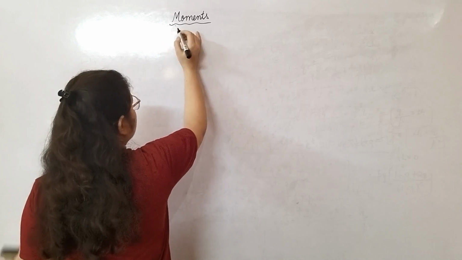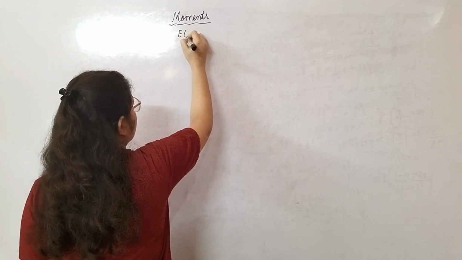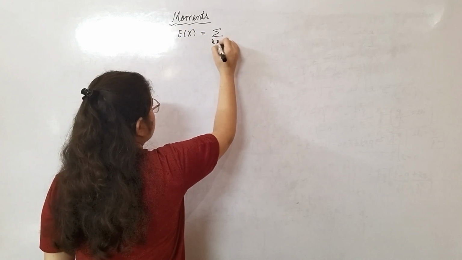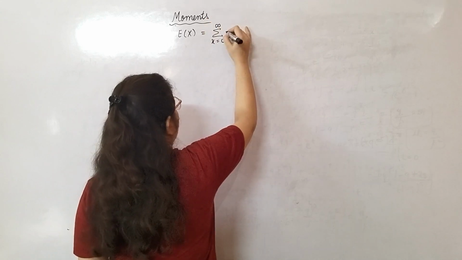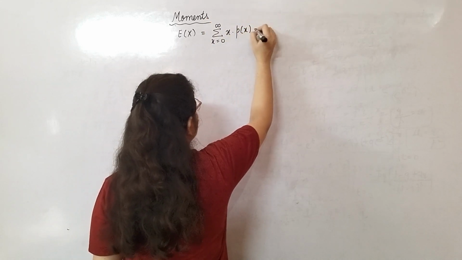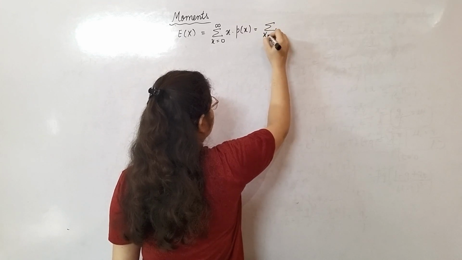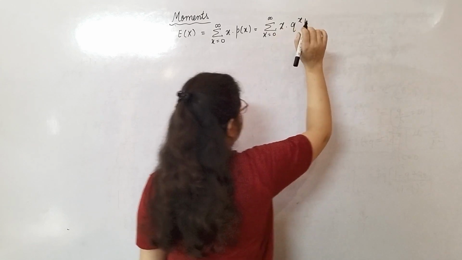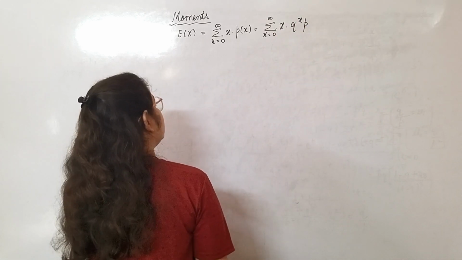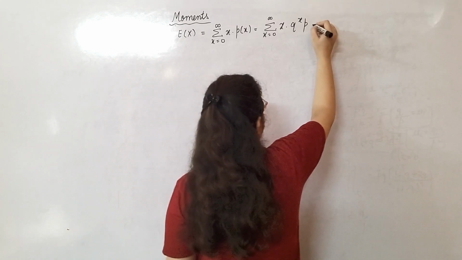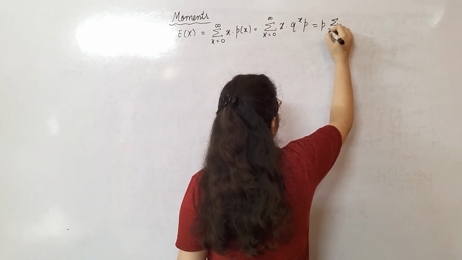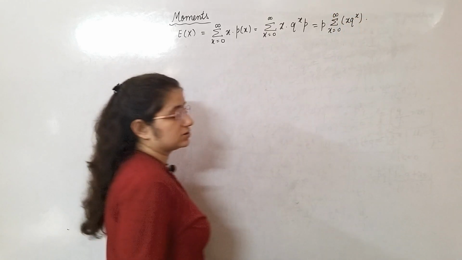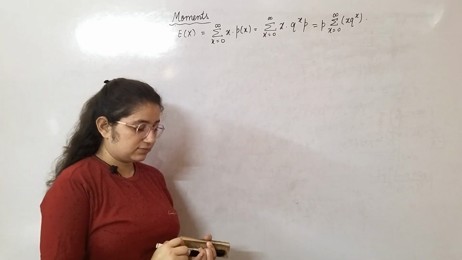Firstly, what is mu1 dash? What is the formula for this mu1 dash? Expectation of X. That will open as summation x from 0 to infinity x into probability of x. What is probability of x in this case? Summation x from 0 to infinity x into q raised to power x p. This is your complete function for mu1 dash. Now take p common: x from 0 to infinity x q raised to the power x. This is your function.